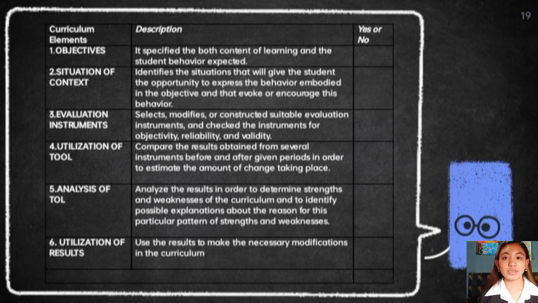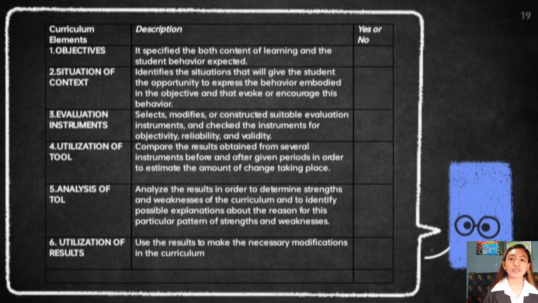First, it begins with the behavioral objectives that must specify both the content of learning and expected behavior of the pupils. Second is the situation or context, which identifies the situation that will give students the opportunity to develop their behavior. The third is the evaluation instruments. The curriculum must construct instruments for the objectives and others.